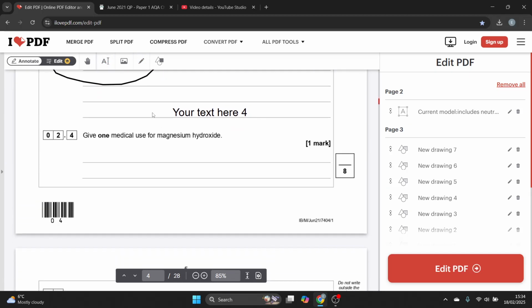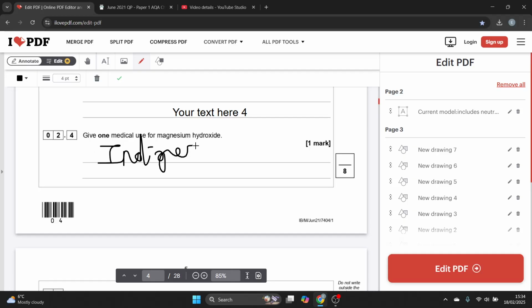Give one medical use for magnesium hydroxide: indigestion tablets, indigestion relief.